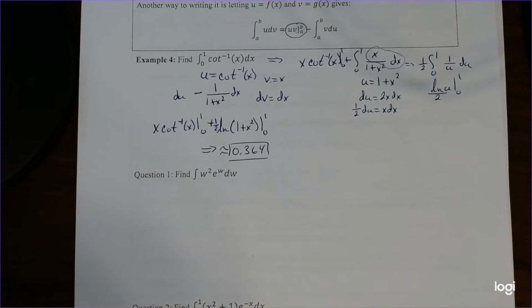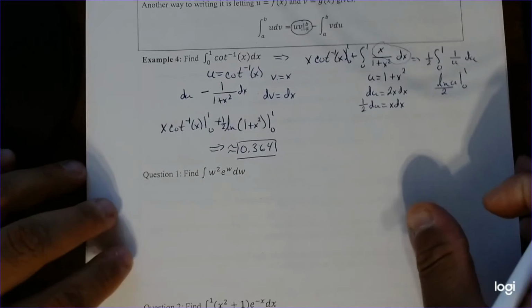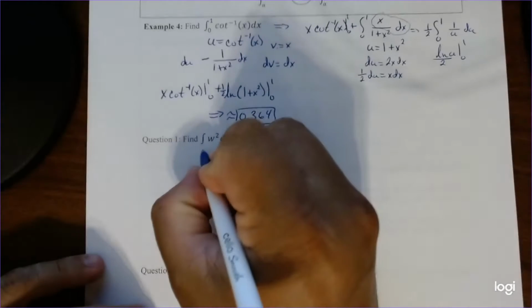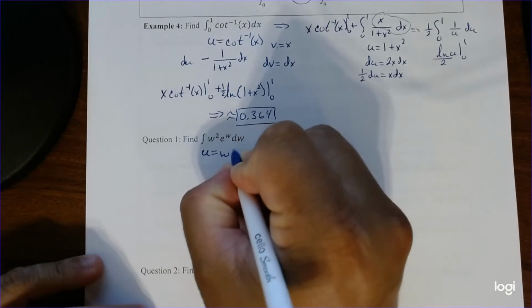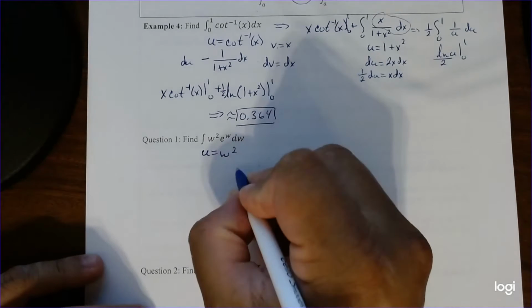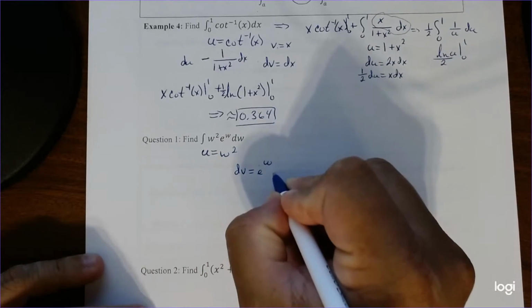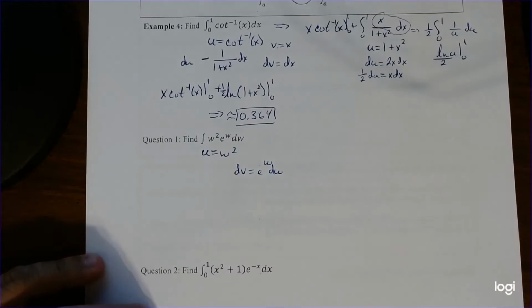All right, let's try a couple more to give you guys more of an understanding of integration by parts. Okay, question 1 says find the integral of w squared e to the w dw. So notice, right, it doesn't always have to be x's. It can be any variable, but you're still applying the same concept here. Okay, so I'm going to let u equal w squared. Let dv equal e to the w dw.